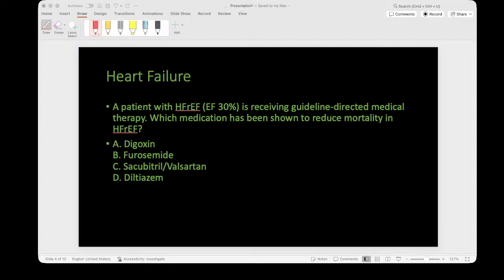When you look at things like digoxin, it binds to and inhibits the sodium potassium ATPase pump. Normally, the sodium potassium ATPase pumps sodium out of the cell, and then there is a decrease in the sodium.